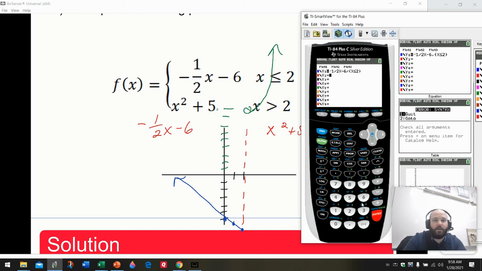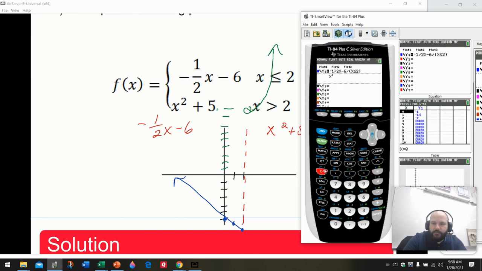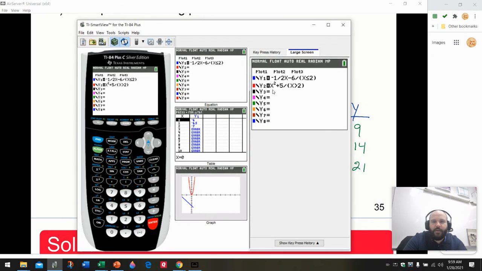Okay. The second one is going to be x squared plus 5. And once again, you're going to hit divided by and put a set of parentheses and then write your restriction. In this case, x has to be greater than 2. So you can see what I have in there now. I have the -1/2 x minus 6, and then divided by x is less than or equal to 2. And then I have the x squared plus 5 divided by x is greater than 2.